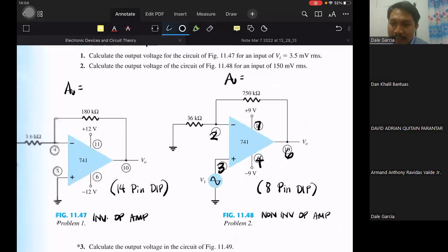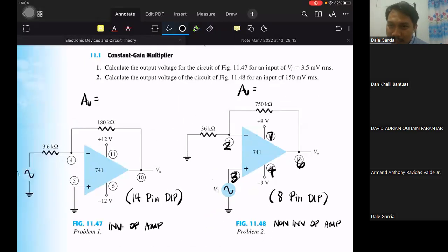Okay, next. So David answered negative 50. Lucia, I trust your answers. Sir, since it is inverting, its formula for gain is positive RF over RI, sir. So, positive 50.